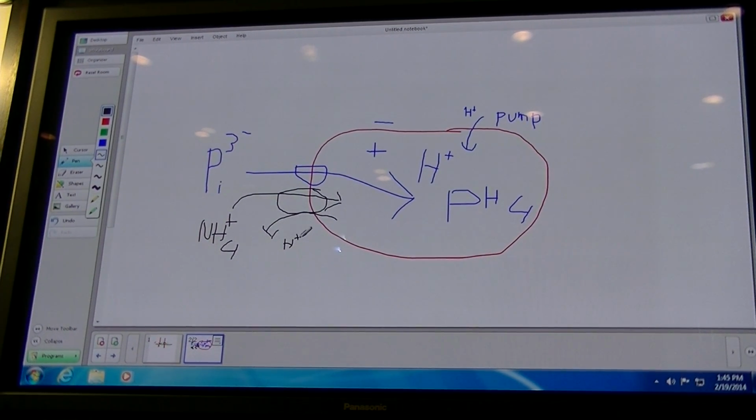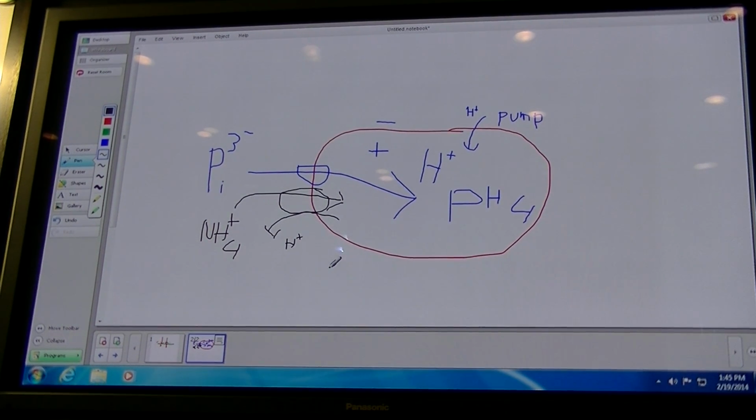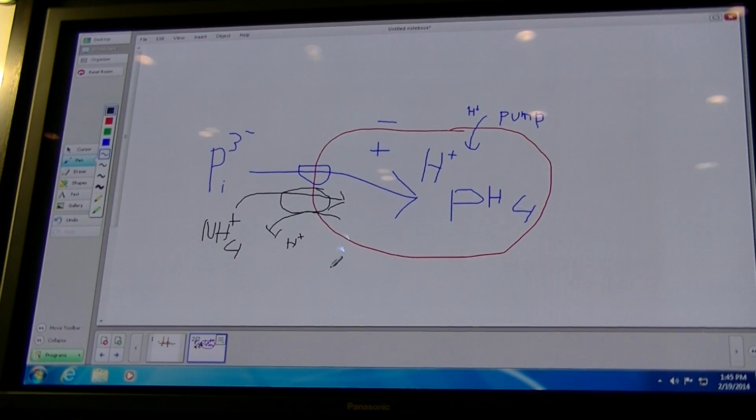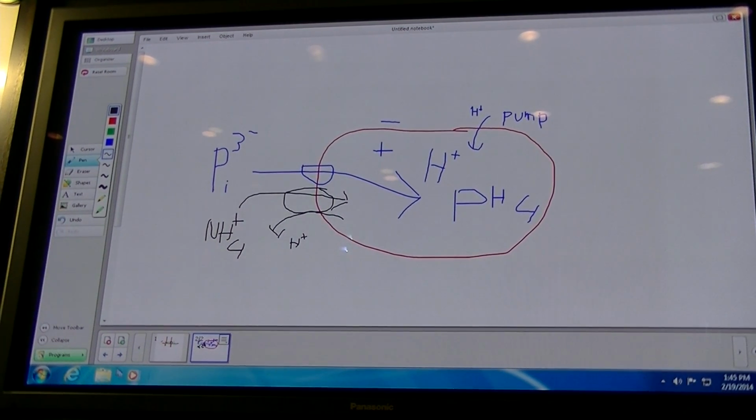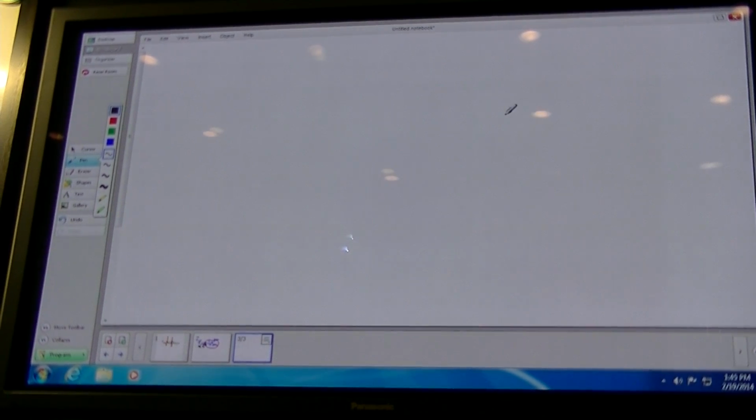Okay. That's what you predict. You can reason yourself through this. Similarly, you can reason yourself through that very nasty, pesky epithelial transport system.